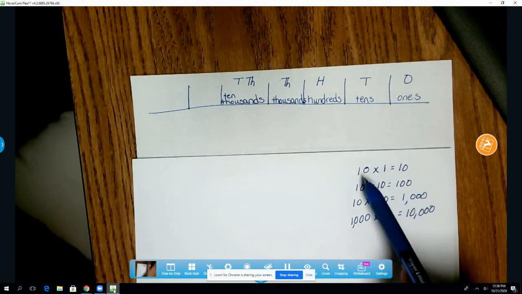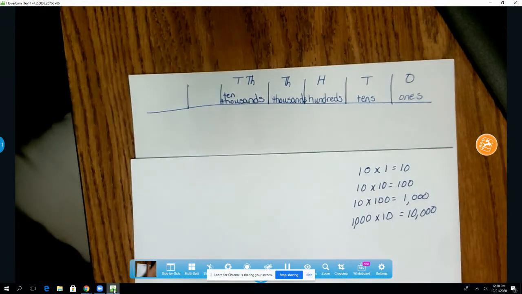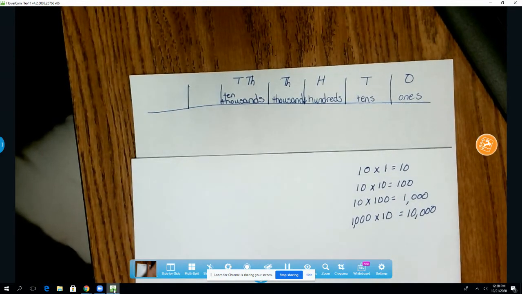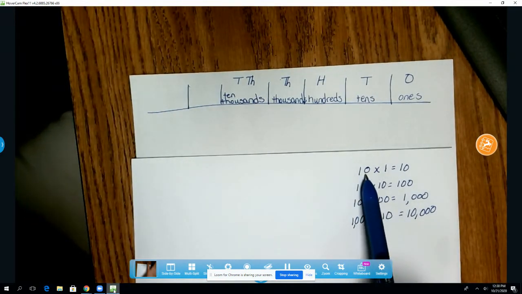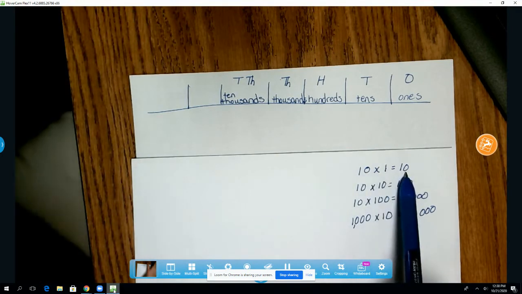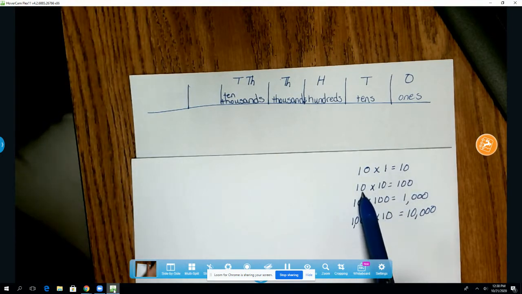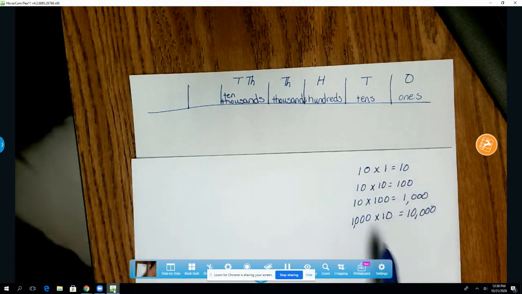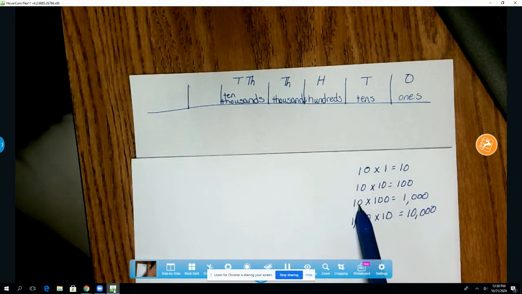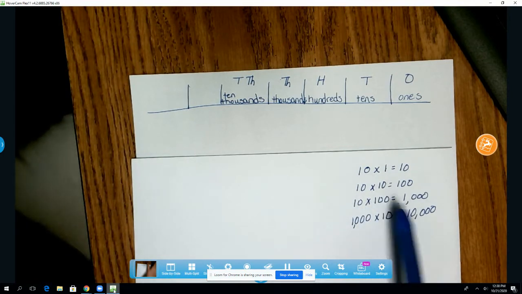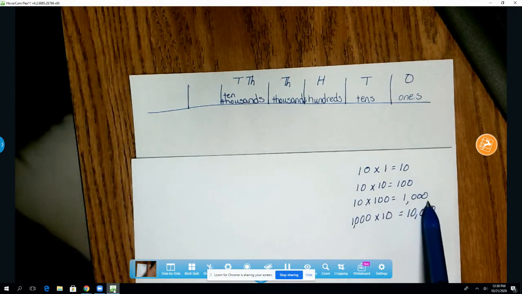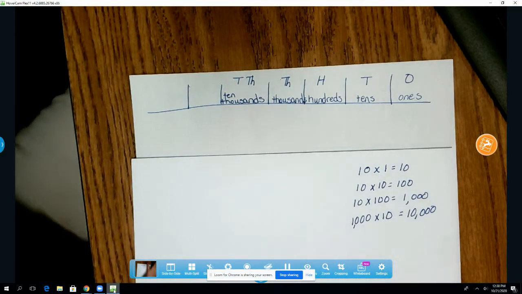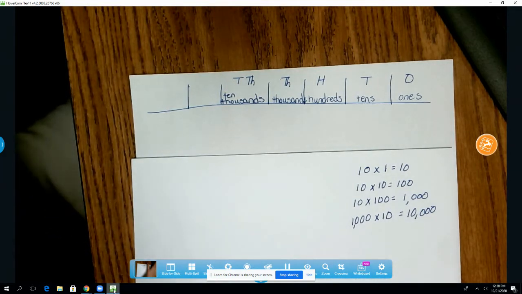Another pattern that may help you is to look at how many zeros are in the problem. Now this only works with multiples of 10. Here I have 1 zero and there is 1 zero in the answer. There are 2 zeros here and there are 2 zeros in the answer. Follow along, look at this pattern. There's 1, 2, 3 zeros, and there are 3 here. So we're going to be using this idea as we go through our lesson today.